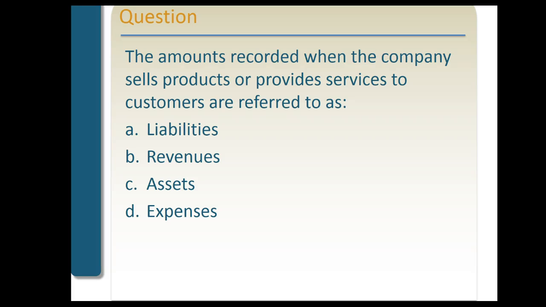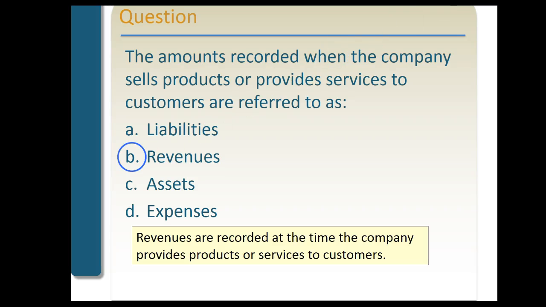Here's another one. The amounts recorded when the company sells products or provides services to customers are referred to as A, liabilities, B, revenues, C, assets, or D, expenses. Remember, we talked about there are two ways in which companies bring in revenues: by selling products or providing services.